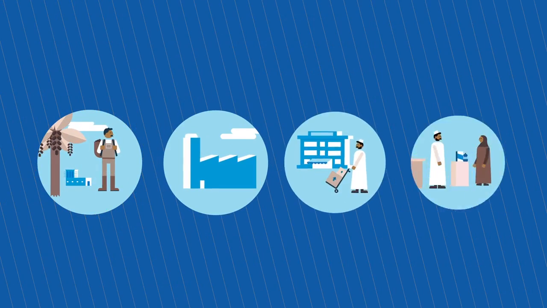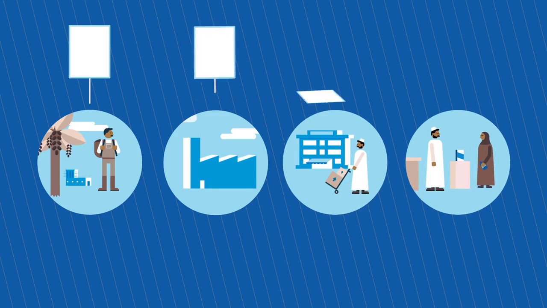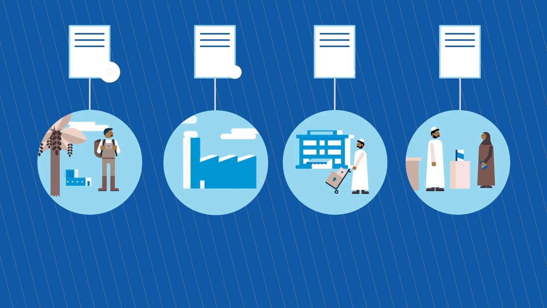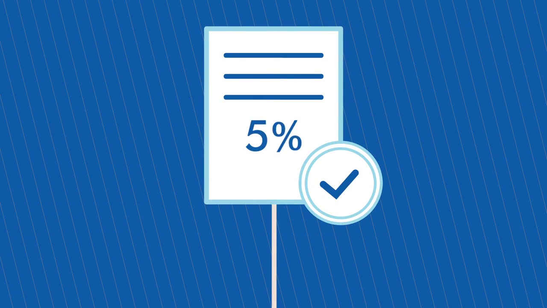So, what is VAT? VAT is a tax on the transactions of goods and services. VAT is applied at each stage of the supply chain and is due on the value added at each stage. The standard rate of VAT will be 5%.